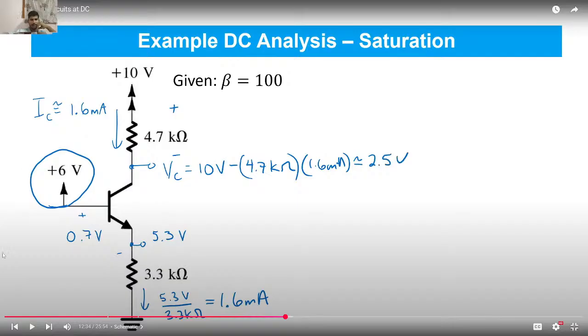ये हम कैसे फाइंड किए, इधर फाइंड किए, I equal to V by R. So I equal to 1.6 milliampere. So IC is approximately equal to this much. So that's all.